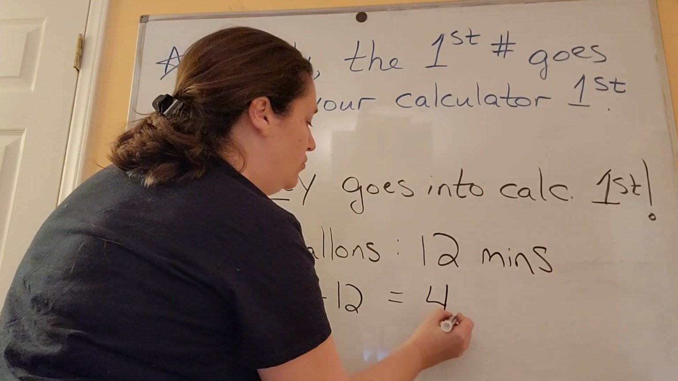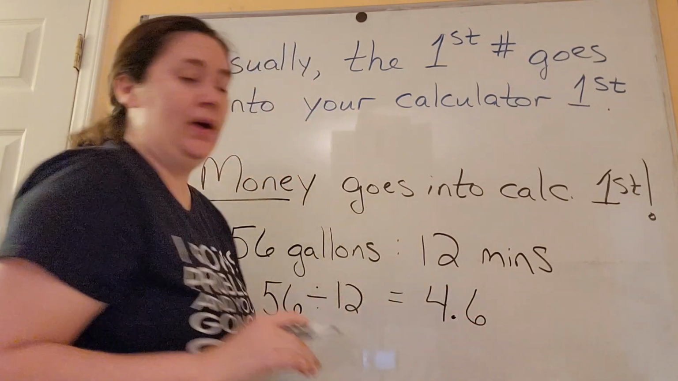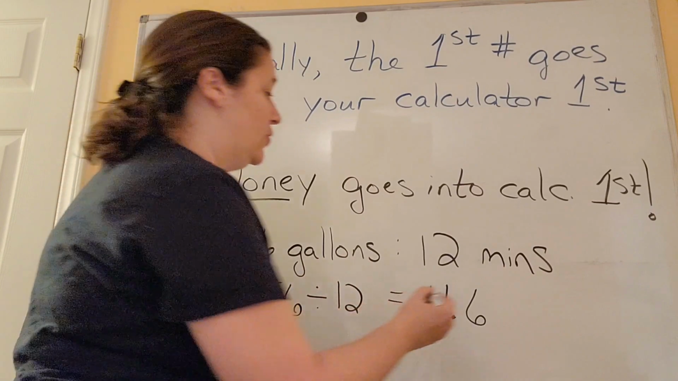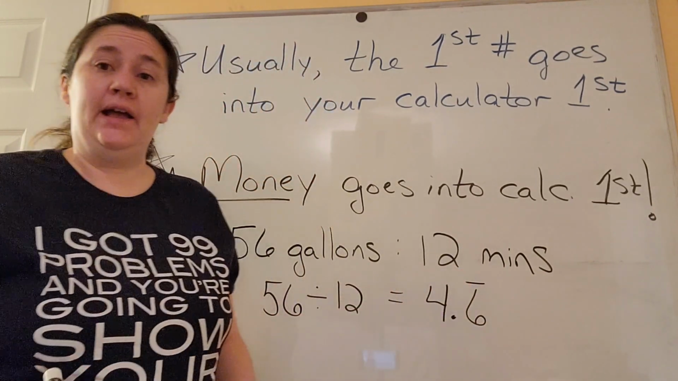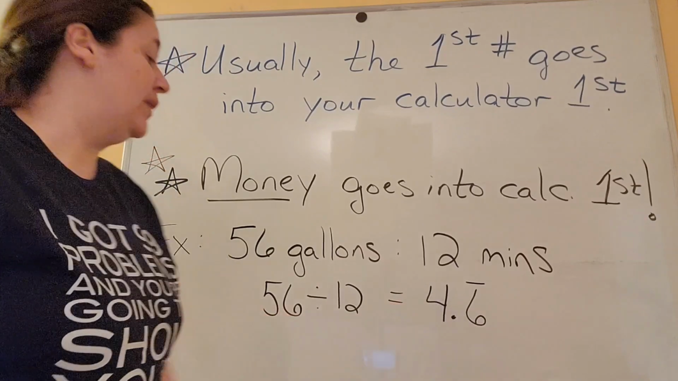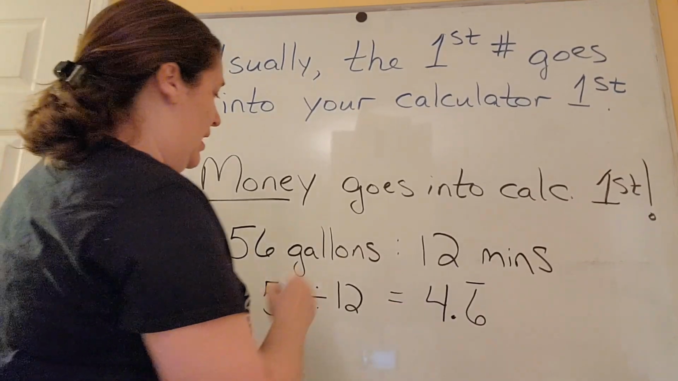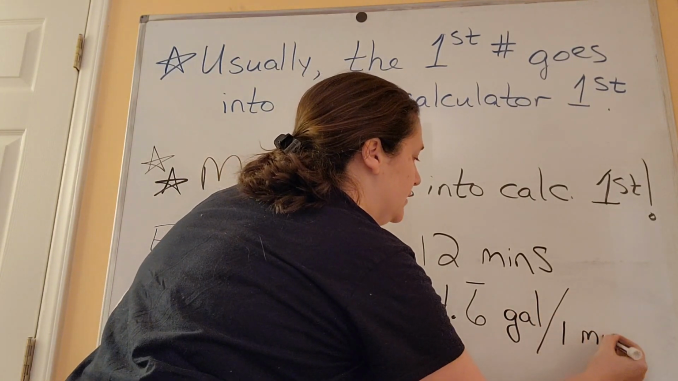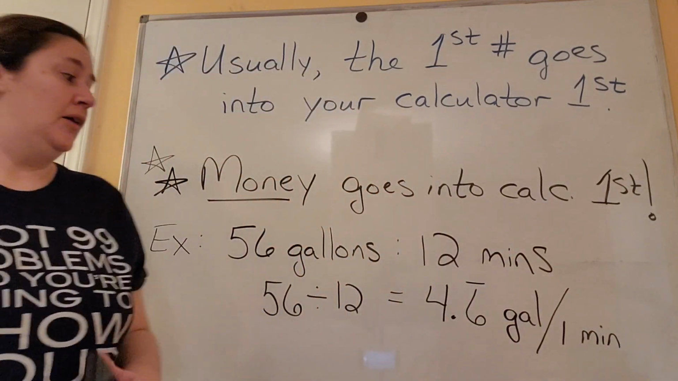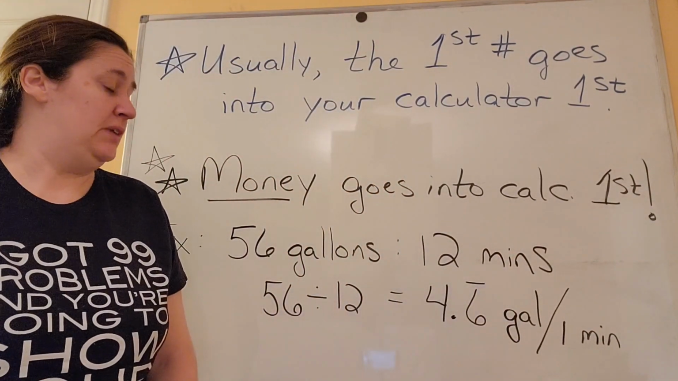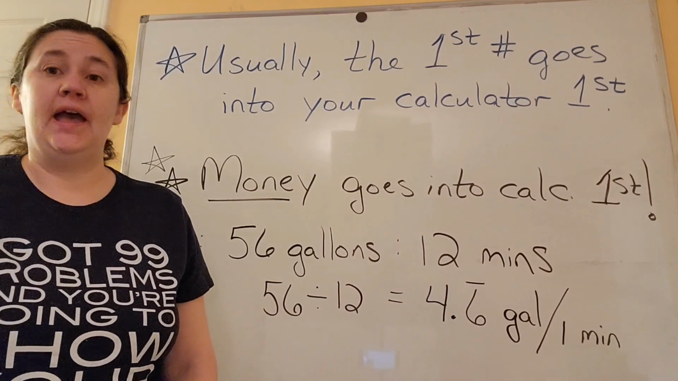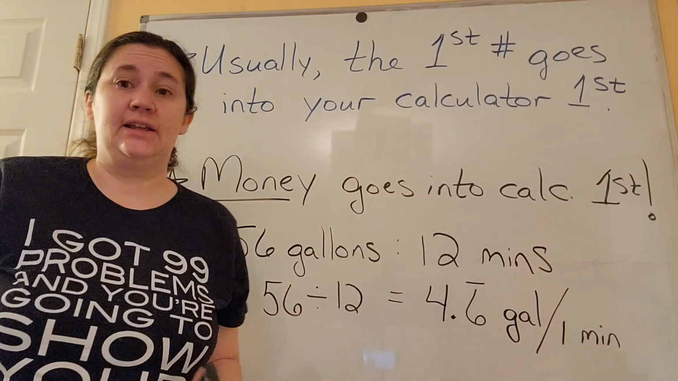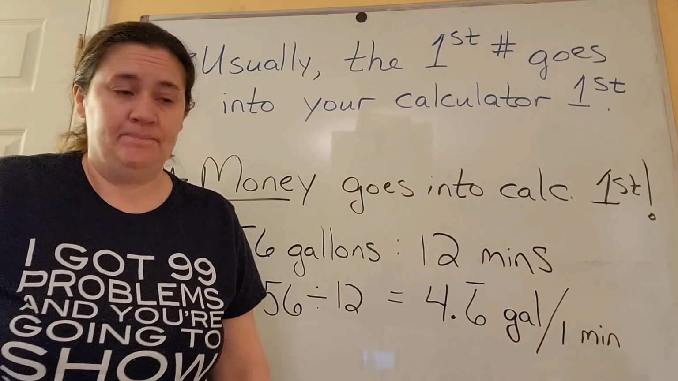If your textbook tells you what to round to, then do whatever your textbook says. If it says to round to the nearest tenth, then do that. If it says to round to the nearest whole number, do that. If it doesn't tell you how to round, then you round however you see fit. So I'm going to write 4.6 repeating, and that is gallons per 1 minute. Our faucet ran 4.6 repeating gallons in 1 minute. That is our unit rate. So all we had to do was divide the first number by the second number. That is all we're doing today.